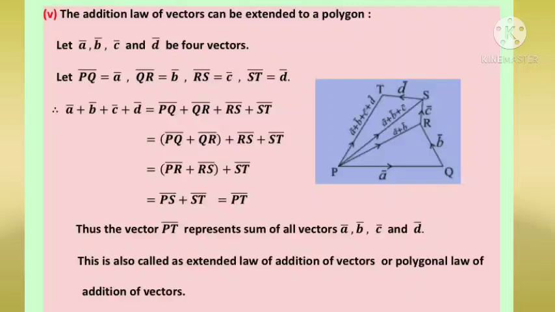This means PT bar is the sum of all the vectors A bar, B bar, C bar and D bar. That means one side of the polygon is the addition of the remaining sides of the polygon. So this is called the law of addition of vectors, or the polygonal law of addition of vectors.